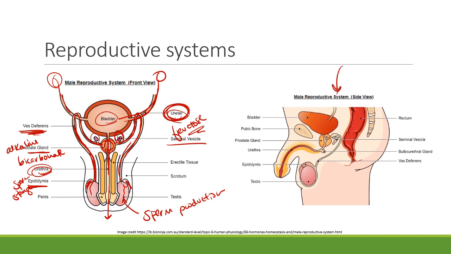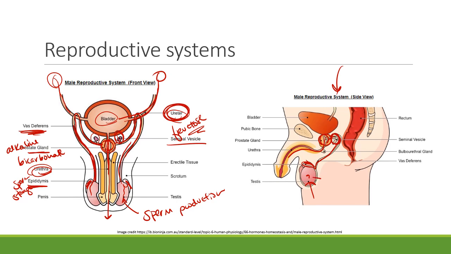Same thing over here, just from the side. We have the testicles here. Epididymis sits on top of the testicles. Sperm production, sperm storage, and then the sperm will travel through the vas deferens, past seminal vesicle, past the prostate, into the urethra, and then out the body.